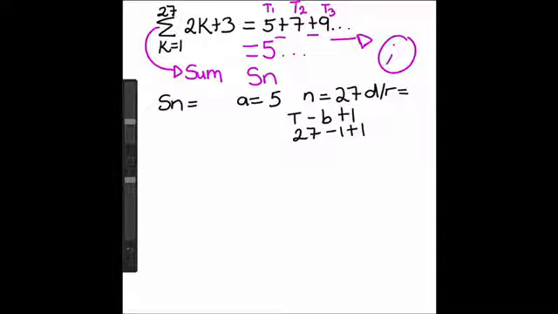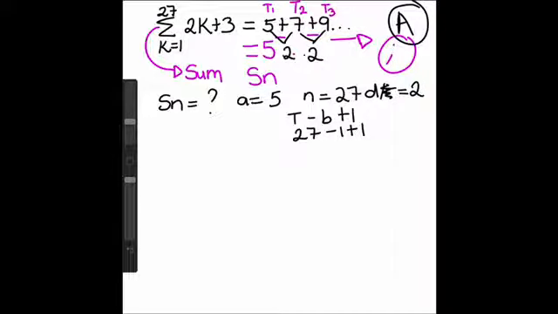Now we've been given the first 3 terms of the sequence, so we can work out if it's arithmetic or geometric. So first we test arithmetic by doing common difference. 7 minus 5 is 2. 9 minus 7 is 2. Therefore, we can assume that it is arithmetic, and we don't have a common ratio, we have a common difference. So d equals 2.